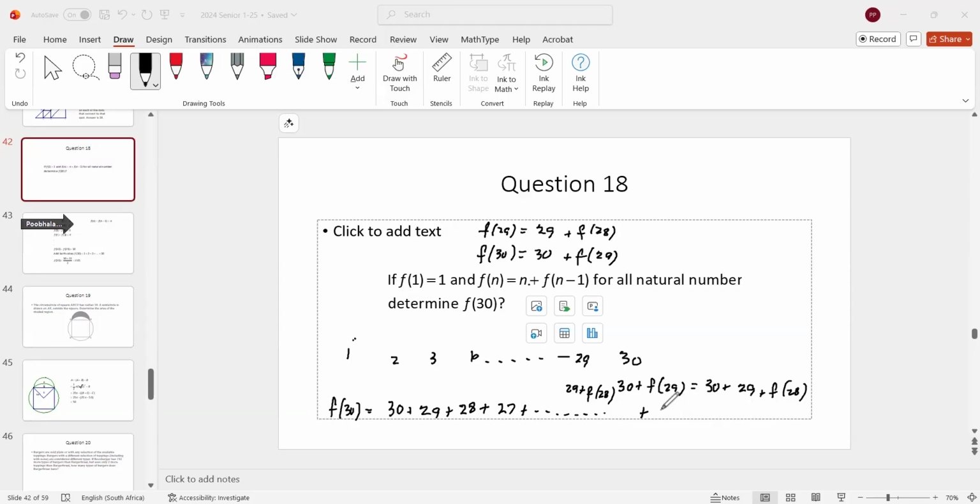until you come to f of 2, which will be 2 plus f of 1. That's f of 2, right? And f of 1 we already know is 1. So this part is 3. Or otherwise, you can put f of 1 is just 1. Don't have to add this thing up. So you eventually come down to f of 1, which we know. So f of 30 is just nothing else but 30 plus 29 plus 28 all the way to 1, because f of 1 is 1.